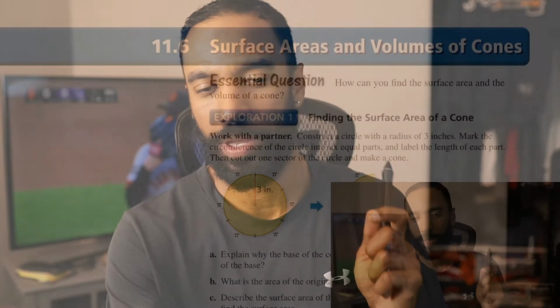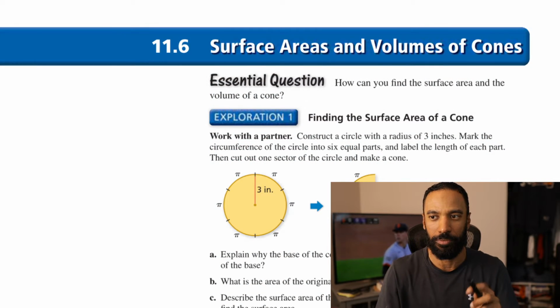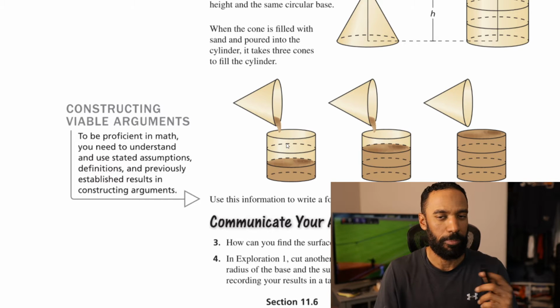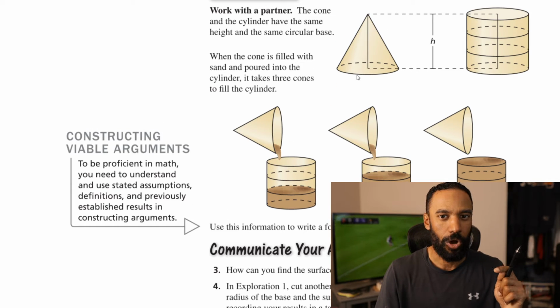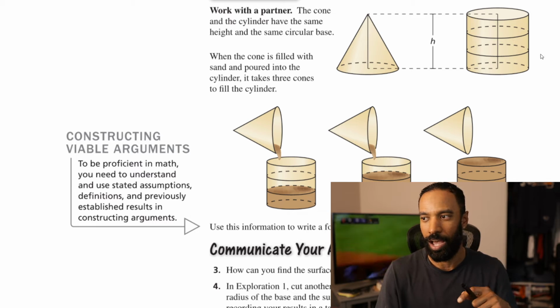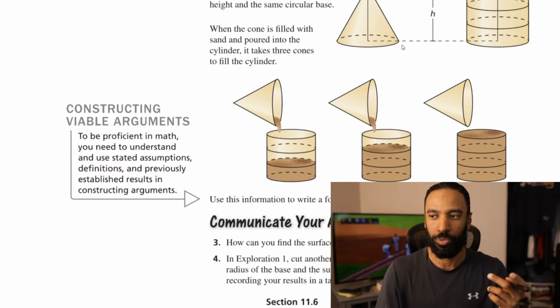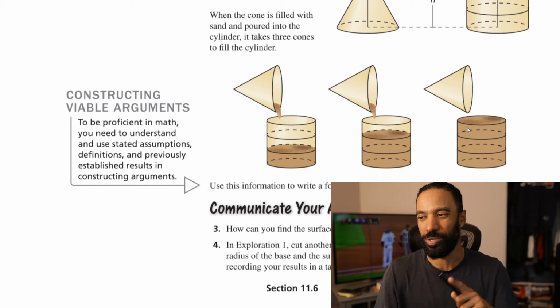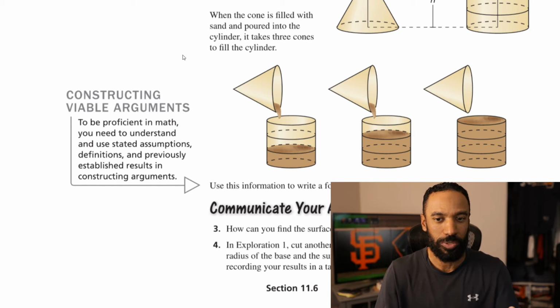I'm going to get started with this first page right here, kind of as I did with the last one on pyramids, where I just want to show you that cones are to cylinders like pyramids are to prisms. If I have a cone with the same base area and height as some cylinder, I can pour three cones full of sand into a single cylinder, and that speaks to its volume.